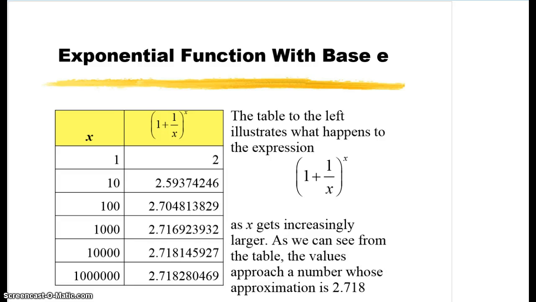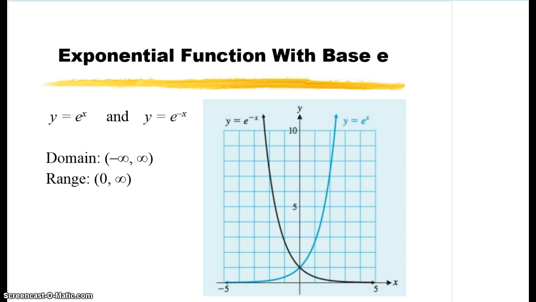So notice the bigger x is, the values for this expression, 1 plus 1 over x raised to the x power, approach a number whose approximation is about 2.718. In fact, the bigger and bigger x gets, the closer and closer the approximation is to the number e. That's how we define this number, e.